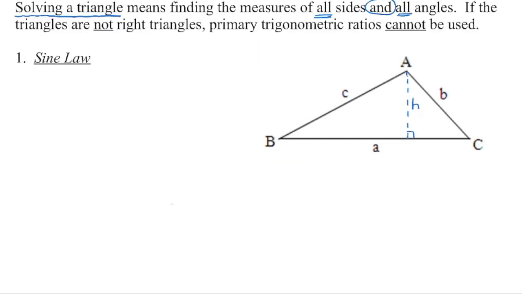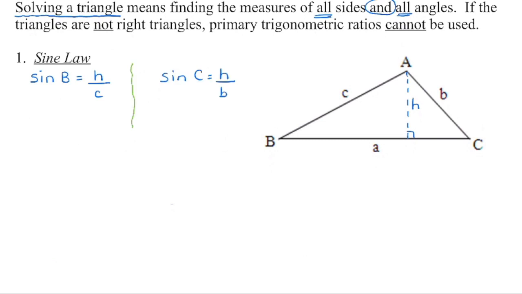Now, the sine law, as you might expect, comes from the sine primary trigonometric ratio. I can draw the height in this triangle, creating two right angle triangles. And then if I want to find, for example, the sine of angle B, we can set up that ratio by dividing the opposite side by the hypotenuse. And then on my other triangle, if I want to find the sine of angle C, we can also divide the opposite side by the hypotenuse.